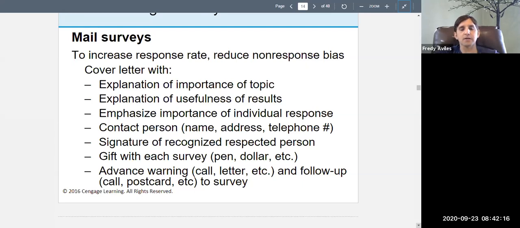So these things will work, but then of course that makes it more expensive. Pens can be really cheap, okay? But if you give everybody $1, then you're going to spend thousands of dollars, okay?